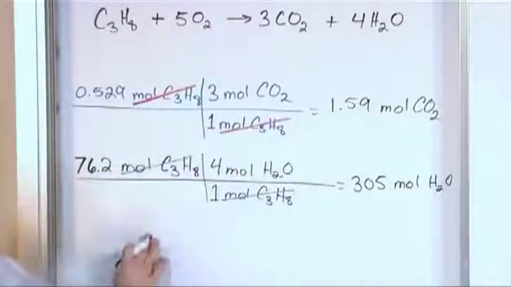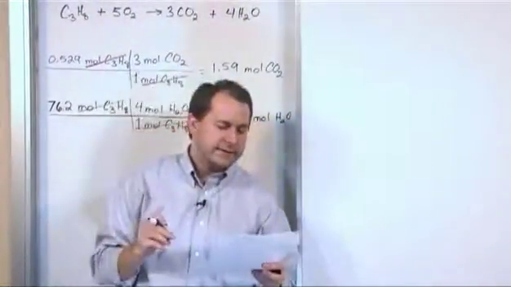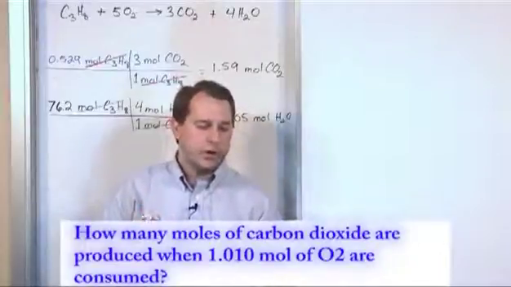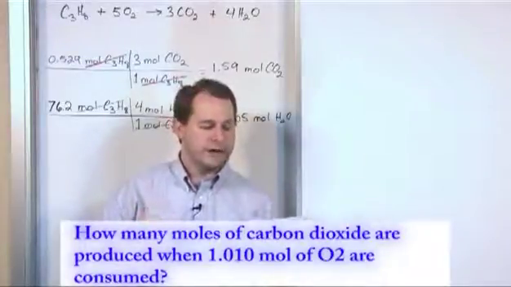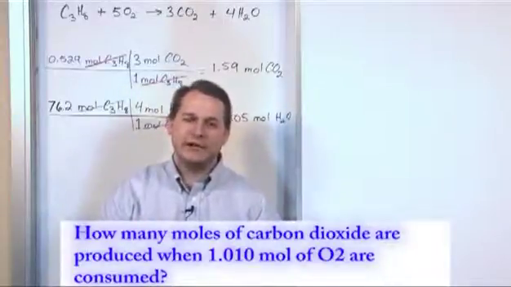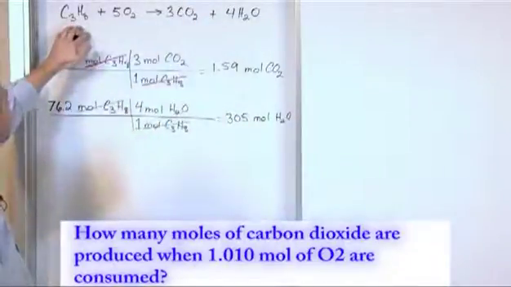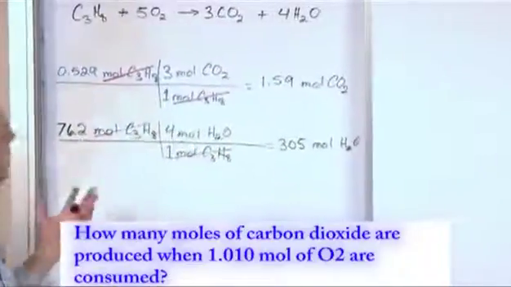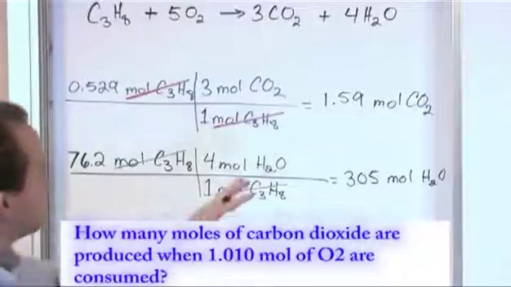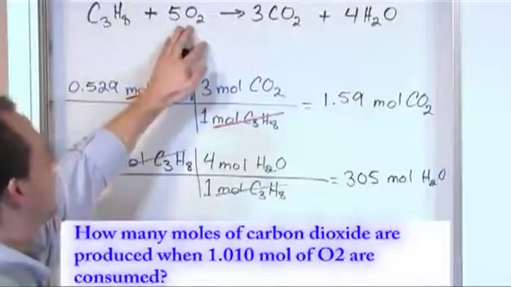We've done these 2 problems. Now let's go ahead and use exactly the same reaction again and do another one. This one says, how many moles of carbon dioxide are produced when 1.010 moles of oxygen are consumed? All right, so it's almost exactly the same logic. It's just that in the previous two problems, we were given how much propane is consumed, and we were calculating some products. But now I'm going to show you that it really doesn't much matter where you start. This problem says how many moles of carbon dioxide are produced when we have so many moles of oxygen. So we're going to start with that.